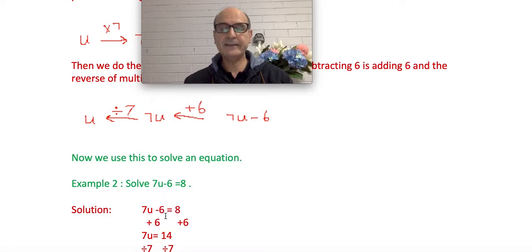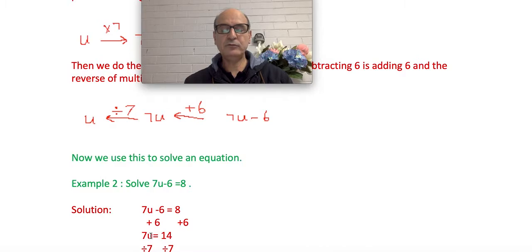But if I'm adding 6 to this side, as we said, we have to add it to the other side as well. 8 plus 6 is going to be 14, then I have equality here. And then this minus 6 and plus 6, they're going to cancel out, so I get 7u. You can see it here that I've got 7u. 7u is equal to 14.